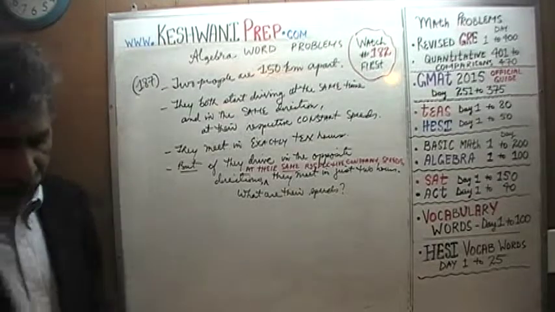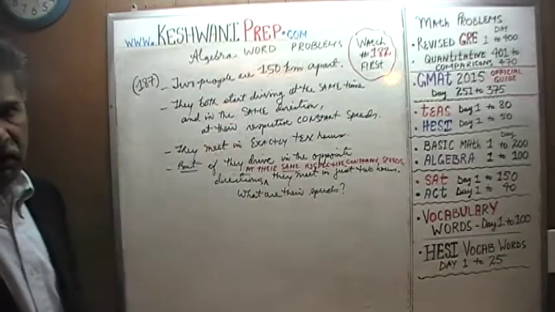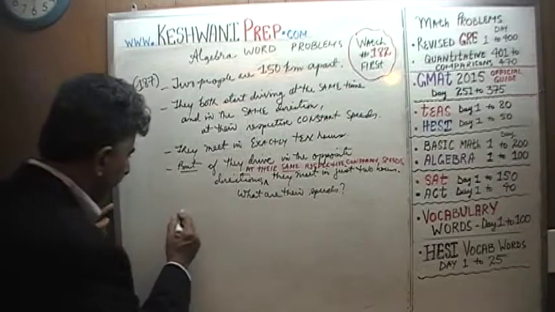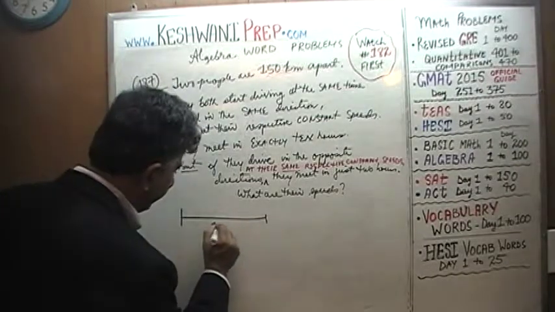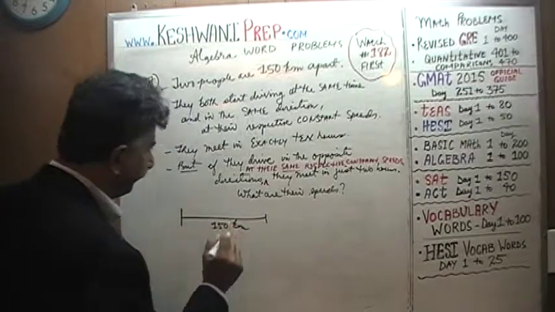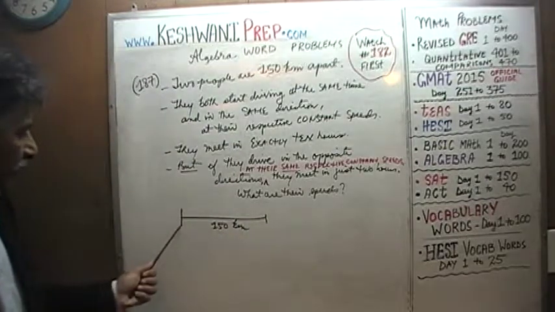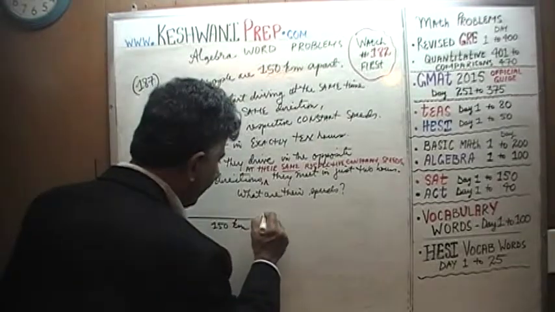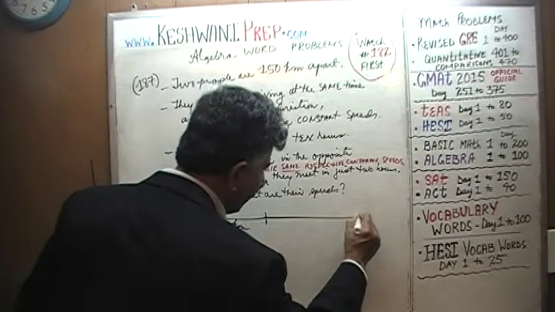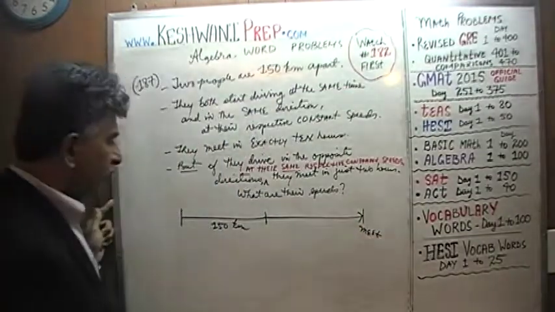Alright, so we have two people. They're 150 kilometers apart. So here we go. Let's first draw a little diagram here. They're 150 kilometers apart. And obviously, one is faster than the other because even though he's 150 kilometers behind this guy, eventually when they start driving in the same direction, they meet up. This is where they meet.